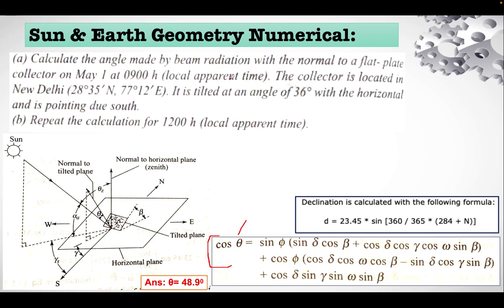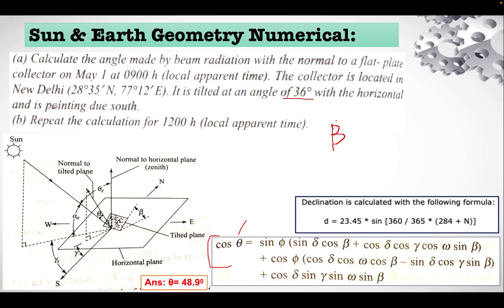First of all, this flat plate collector is making a 36 degree angle, so that is beta. This 36 degrees is the value of beta, because beta, as we already know, is the angle made by that flat plate with the horizontal plane. So beta is given, that is 36 degrees.